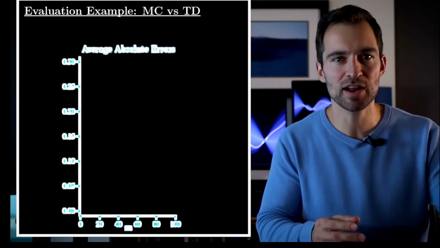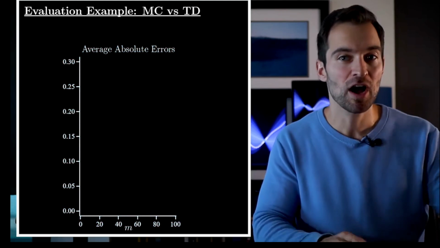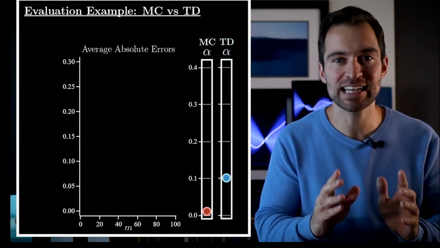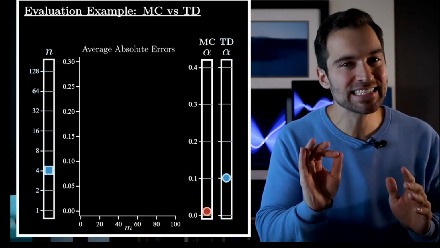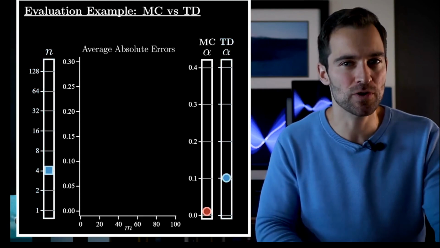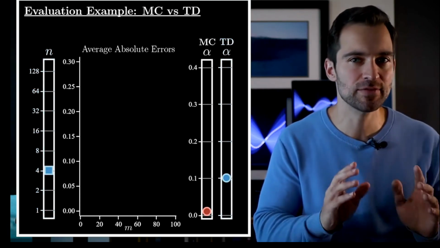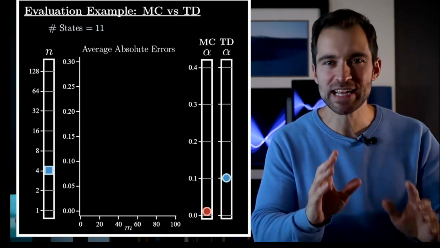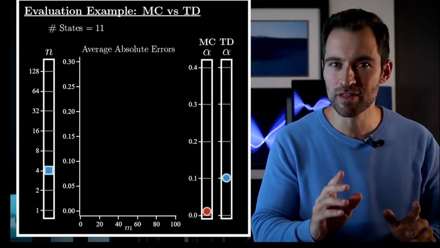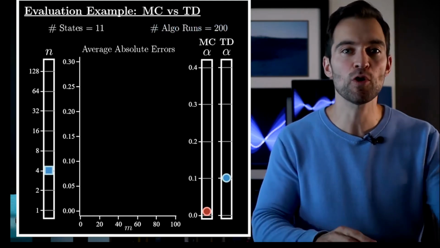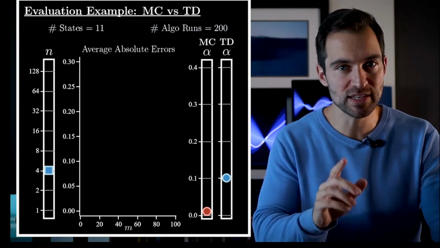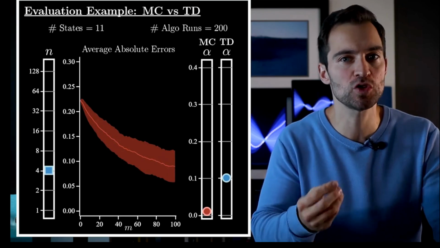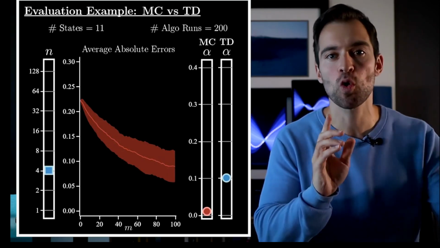I'll use the same plot of error versus episodes, but this time I'll include sliders for MC's alpha and TD's alpha and for TD's n steps. But keep in mind, n is an integer. Here I'm starting it at n equals 4. A few other changes. Instead of using 7 states, I'll use 11. This will allow us to investigate a larger range of n's. Also, instead of running the algorithms just once, I'll run them 200 times, which will give a whole distribution of performance. For instance, this is the performance of MC, where the line gives the performance averaged over all 200 runs, and the band is plus minus 1 standard deviation.